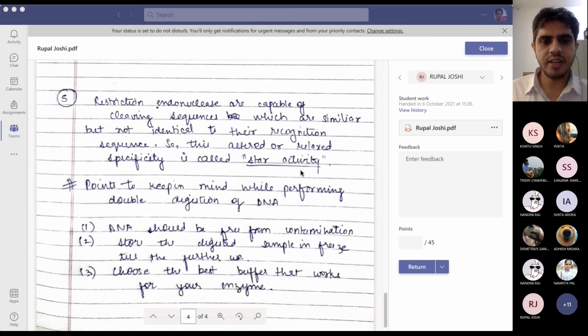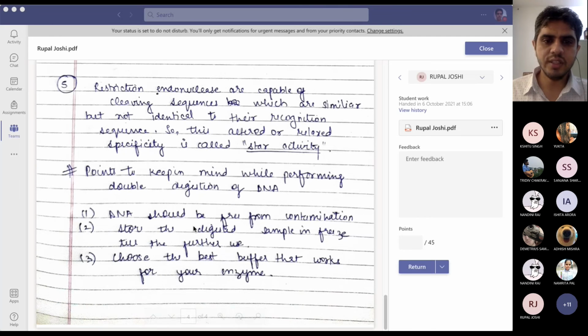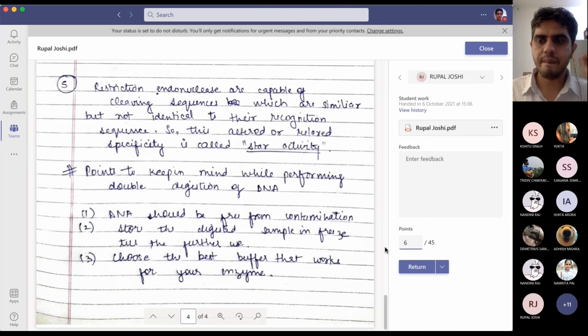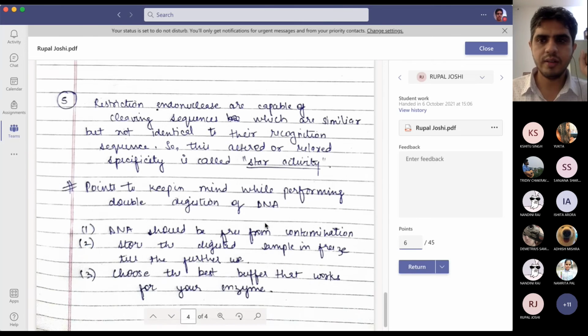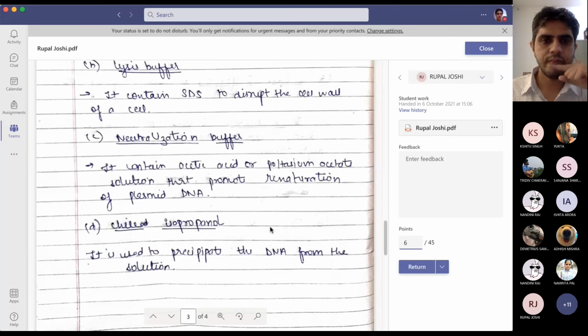Okay, in the star activity I gave you the marks. I asked you about star activity: you have to write why this is going to occur, why they are recognizing a different restriction site. And also in this one you should write what condition you should keep. So buffer condition, the pH condition, you should take care of them. These precautions that you have written are common whether you are doing double digestion or single digestion. Okay, got it, Rupal? Yes, sir.